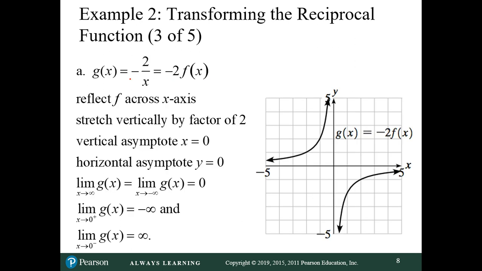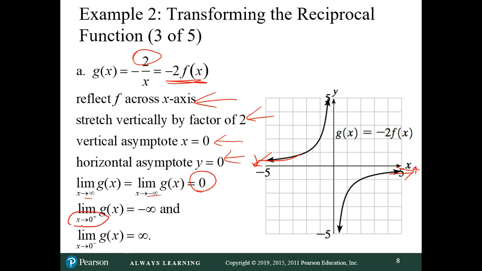So if it's negative 2 over x, it's like negative 2 times 1 over x. So we're going to reflect it across the x-axis. Okay, stretch it by a scale factor of 2 because of the 2 here. Okay, vertical asymptote doesn't change, horizontal asymptote doesn't change. As we're going towards infinity and negative infinity, we're getting closer and closer to 0. Getting closer to 0 this way. Going this way, we're getting really close to a y value of 0.